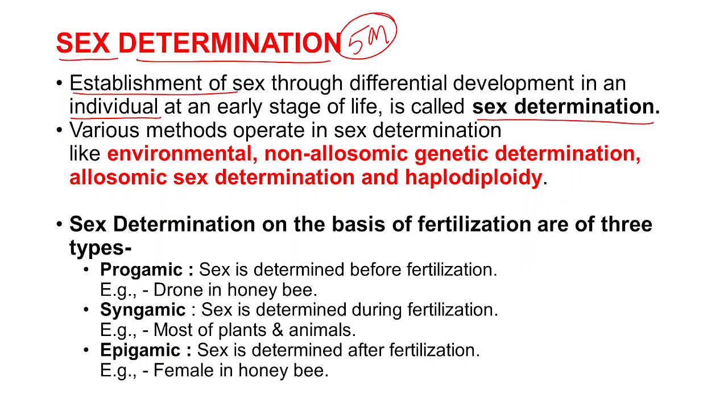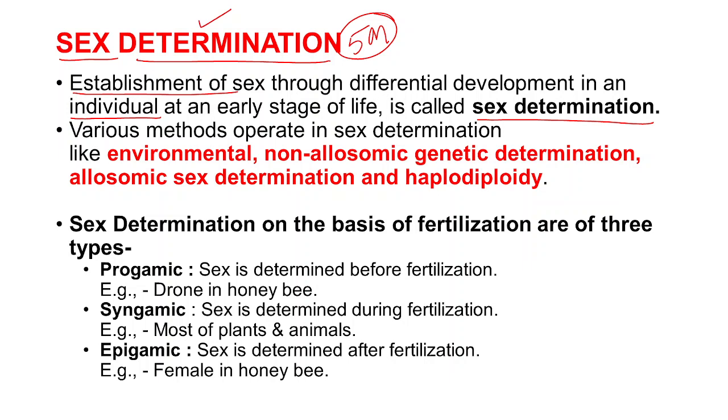That is, when any organism is born, that organism should develop into either male or female. That particular part which is deciding the sex of the individual, we call it sex determination. That is deciding the sex of an individual, whether it should develop into male or female. So, that itself is called sex determination.